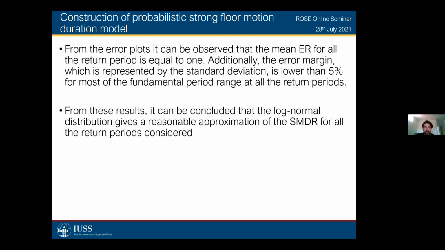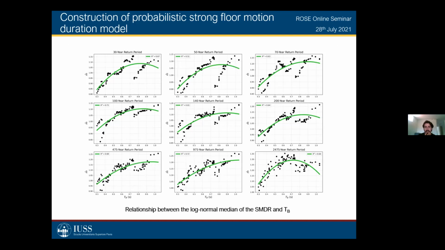So what to do with this data now? Now that we have established that we can use the log normal distribution, we can compute the moments of this distribution for each of the vertical stripes of points, and construct plots that have the normalized median on the vertical axis and the fundamental period on the horizontal axis.